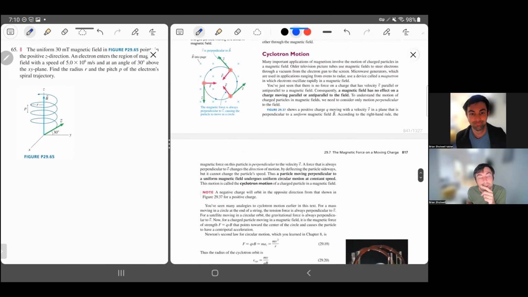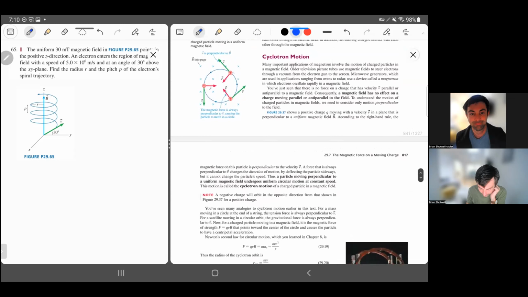Cyclotron motion. The force is always perpendicular to the velocity for a charged particle. As a result, the magnetic force doesn't do any work on that charged particle. So the particle doesn't speed up or slow down, and in fact, it will go in circular motion. If there's a component of the velocity vector that's parallel to the magnetic field, then it's going to drift along that direction, but also move in a circle. So it'd be more like a helix. And actually, our example problem is going to cover that.